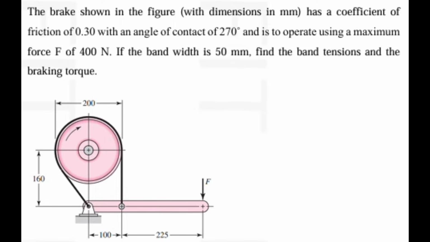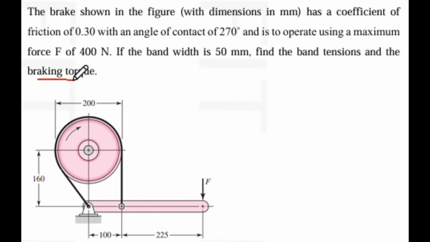So we have a brake. You can see we have a figure for this band brake question. The coefficient of friction is given, that's 0.30. Then the angle of contact is also given as 270 degree, to operate at a maximum force of 400 newtons, the band width is 50 mm. You have to find the band tension and the braking torque.